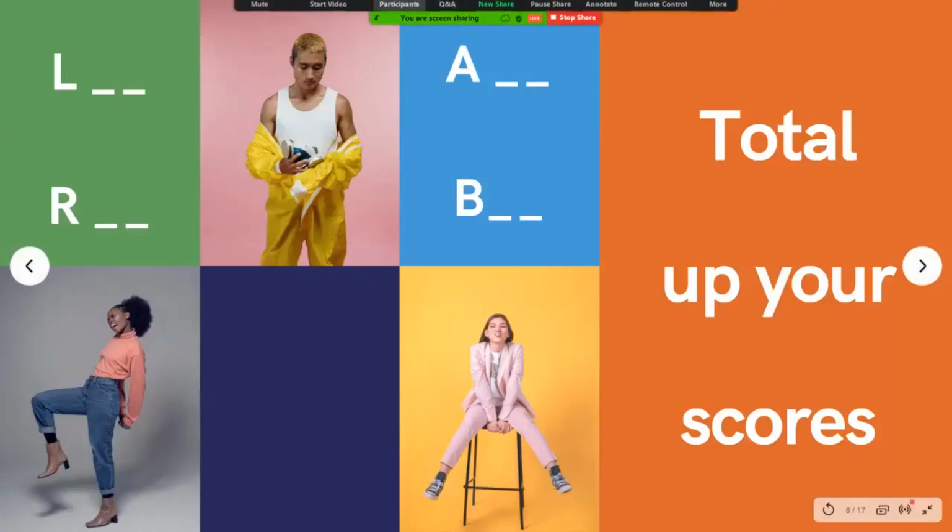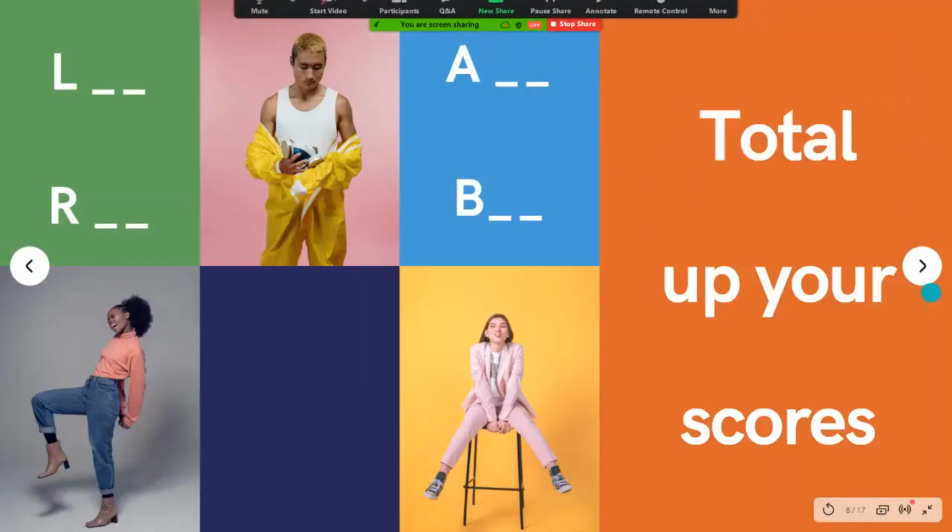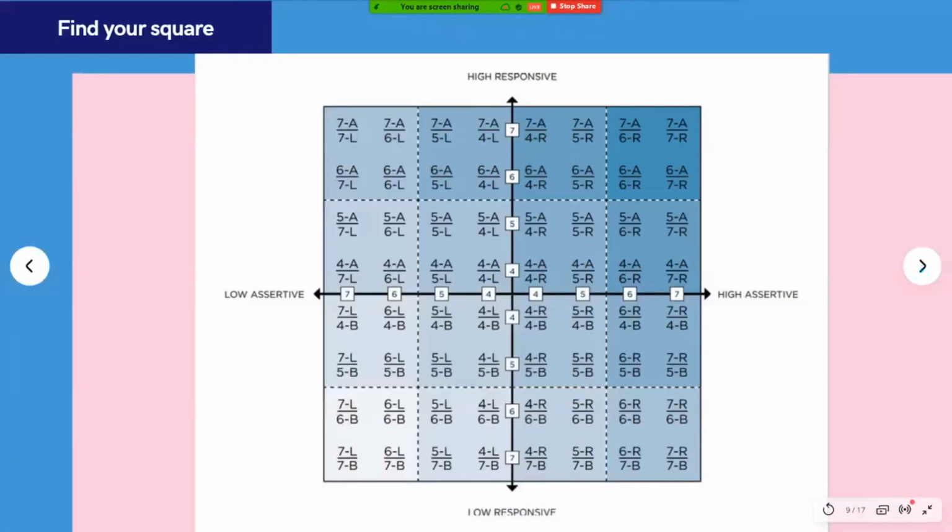Right, how's it looking? I'm going to show you the board in a second. All right, so here's the board.